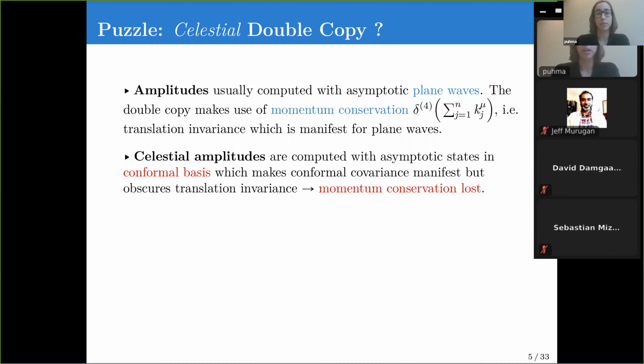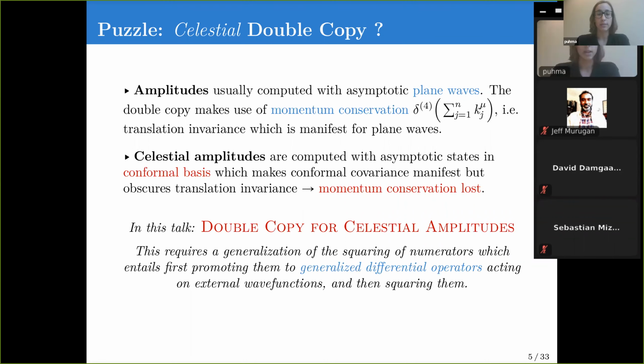So it uses the manifest translation invariance of plane waves. When we go to celestial amplitudes, we have as asymptotic states no longer wave functions that manifest translation invariance, but we have these conformal primary wave functions which depict conformal properties, but translation symmetry is completely obscured. And so if you cannot use momentum conservation explicitly, then the question is how do you arrive at a statement that is reminiscent of the momentum space double copy.